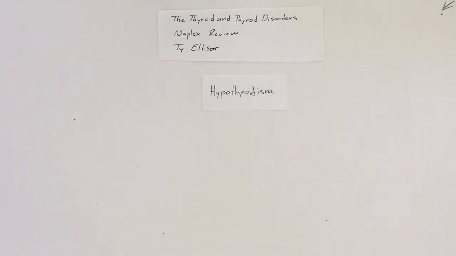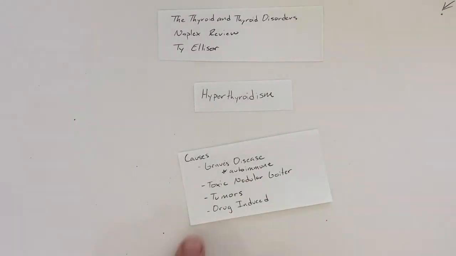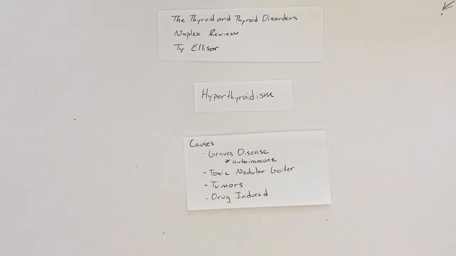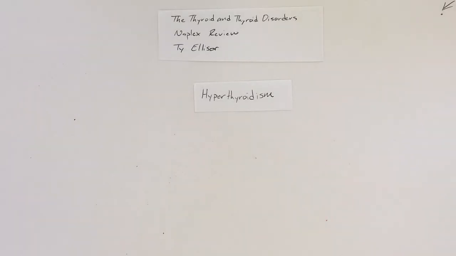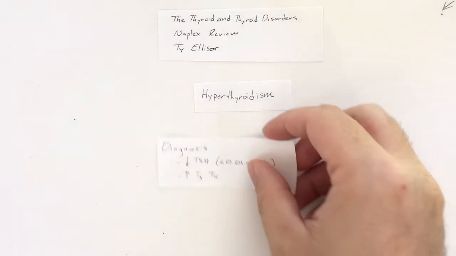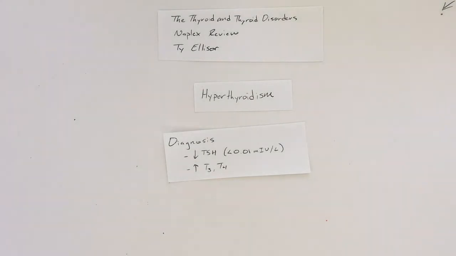All right, the next disease state that we're going to talk about is hyperthyroidism. Some causes of this can be Graves' disease, which is autoimmune, toxic nodular goiter, tumors, or it can be drug-induced. To diagnose hyperthyroidism, we're actually going to look for decreased TSH levels, which would be less than 0.1 milli-international units per liter, and increased T3 and T4.